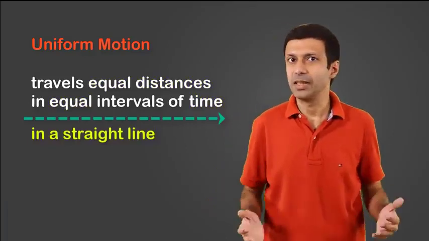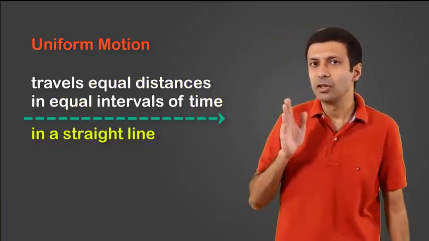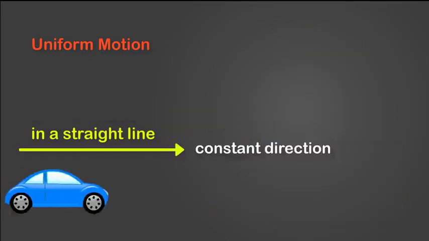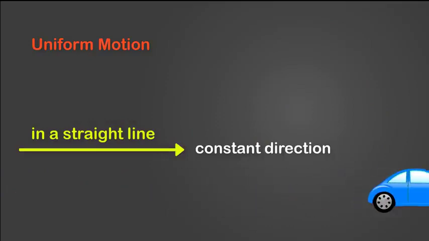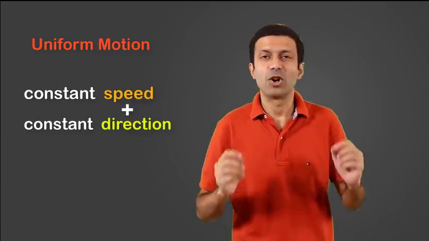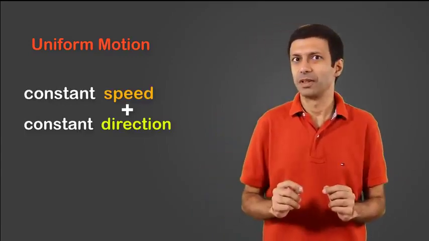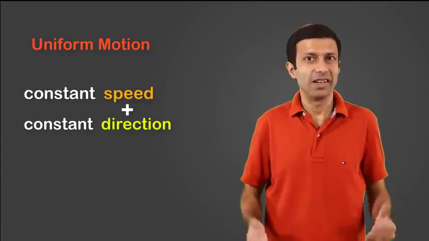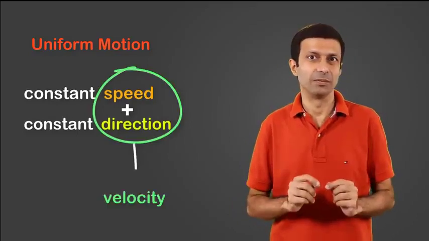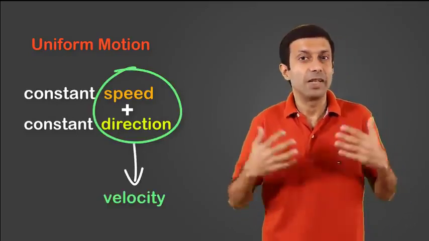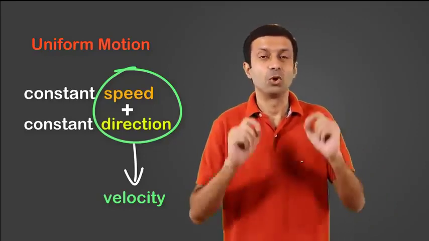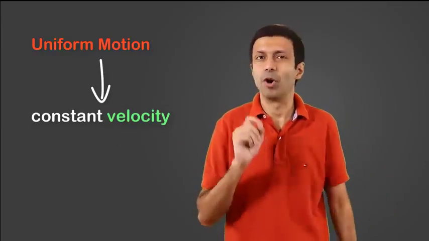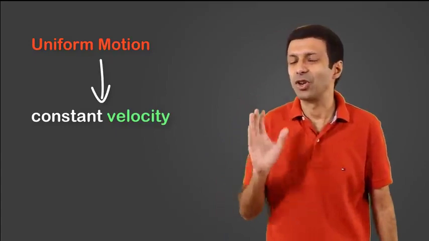And the second part says it needs to be traveling in a straight line. So the direction is constant. So here we have constant speed and constant direction. And we know that velocity is speed with direction. So the car is basically moving at a constant velocity. And so uniform motion means a body is traveling at a constant velocity.